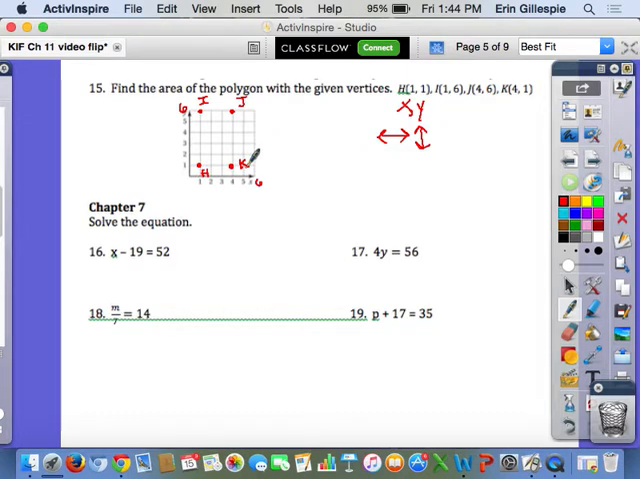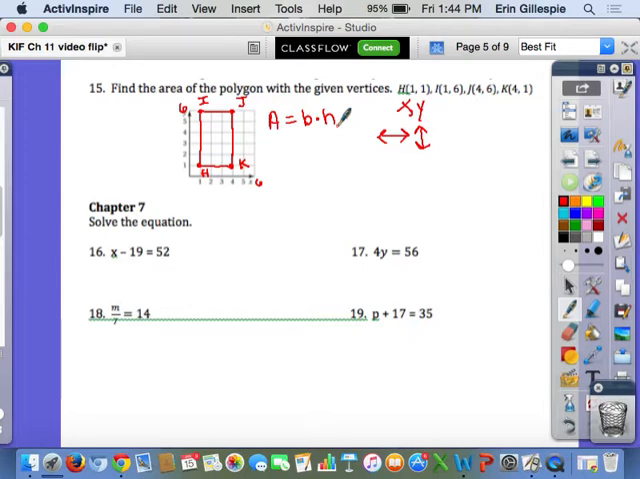It says find the area of the polygon. So connect those lines to make a polygon. So the polygon that's created is a rectangle. We just said in that other problem that the area of a rectangle is base times height. So that means I need to figure out the length, the base and height of that rectangle there.